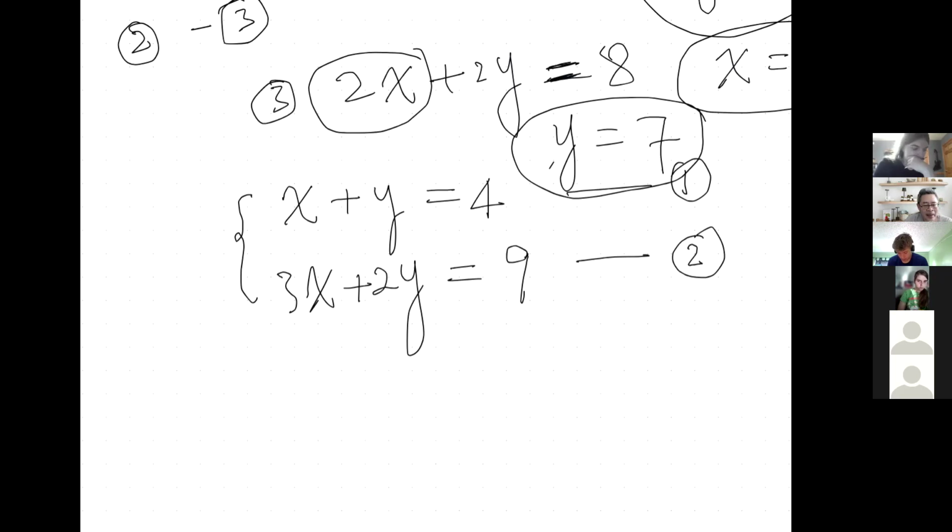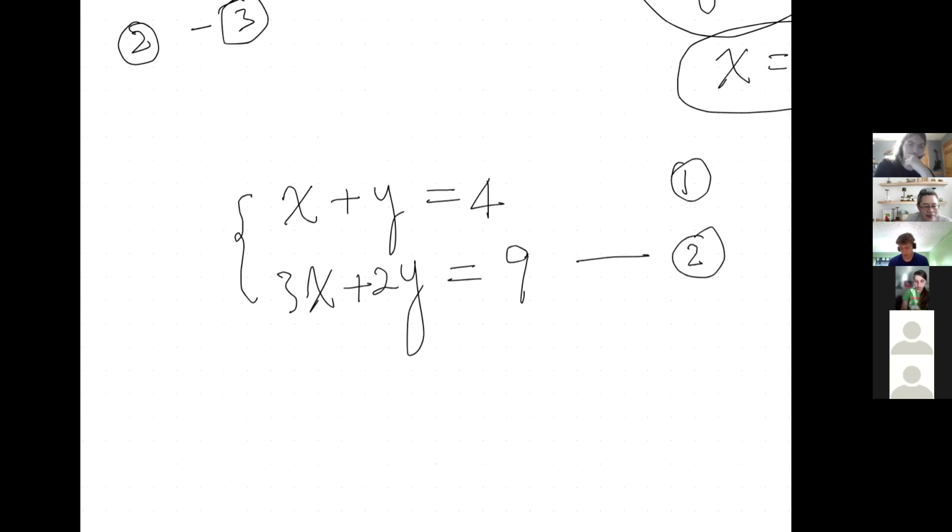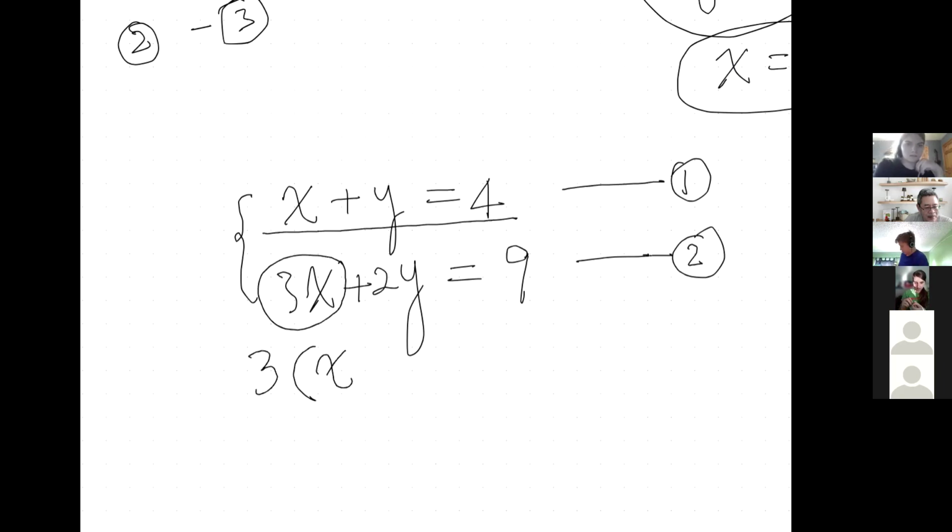The first thing we need to decide on is which variable to get rid of. This is really up to us. Now, if you want to get rid of x, this is 3x. Then we have to multiply 3 on the first equation. Did I get it right? 3 times that equals 12. Are we good here? Hang on, let me copy this down. So now we got 3x plus 3y equals 12.